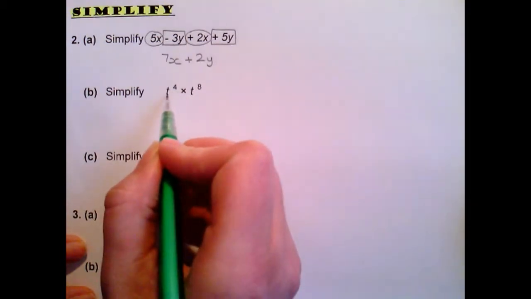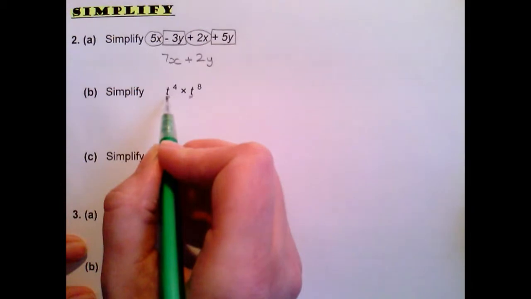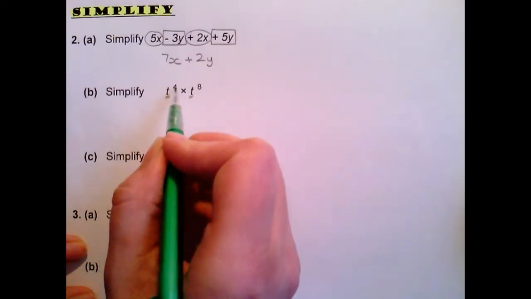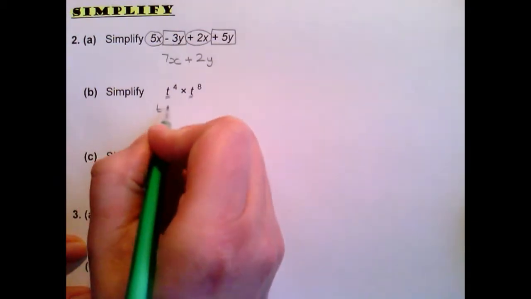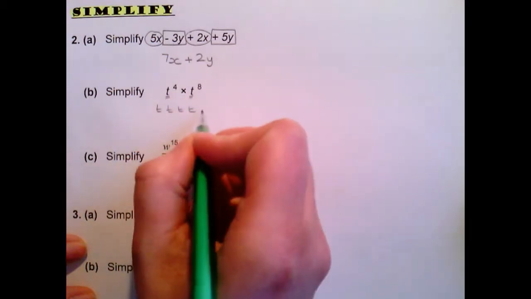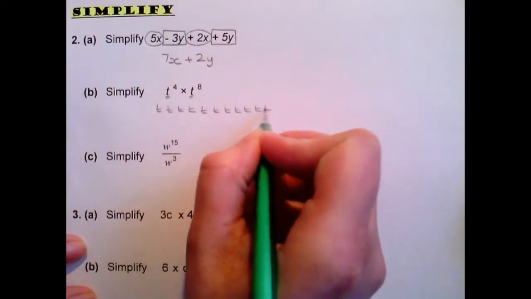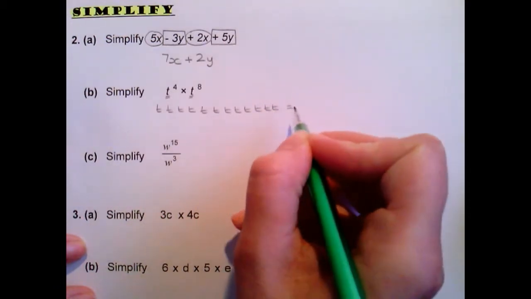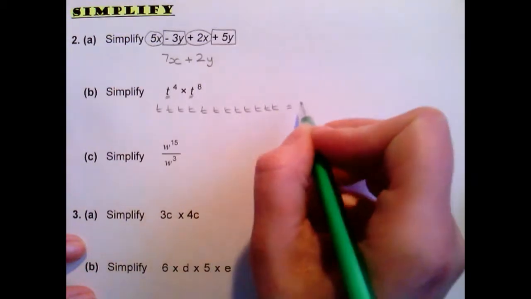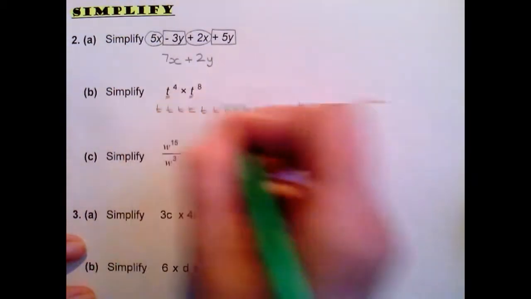Whenever you're multiplying and you've got the same base letter, so you've got t's at the bottom here, the quick way to do it is just for you to add the powers, because t to the power of 4 means 1, 2, 3, 4 t's multiplied together, and then t to the power of 8 means another 1, 2, 3, 4, 5, 6, 7, 8, all multiplied together. So whenever you're multiplying all of those t's together, that would give you t to the power of 12.